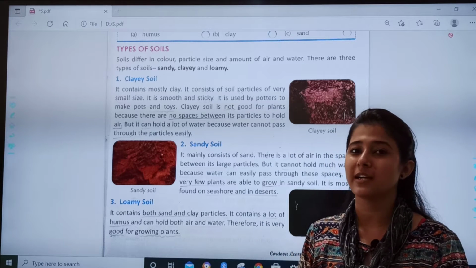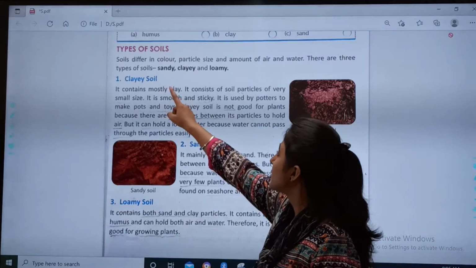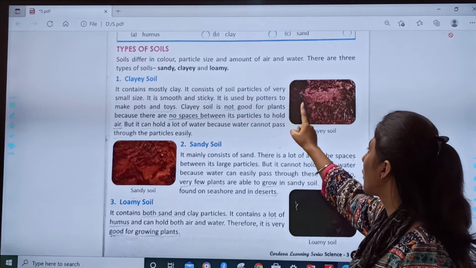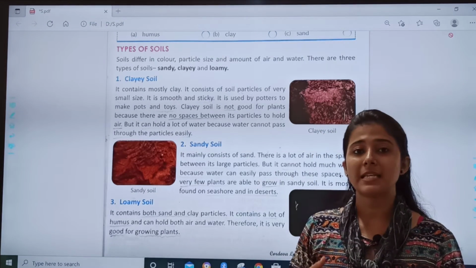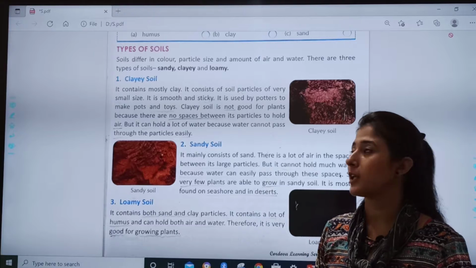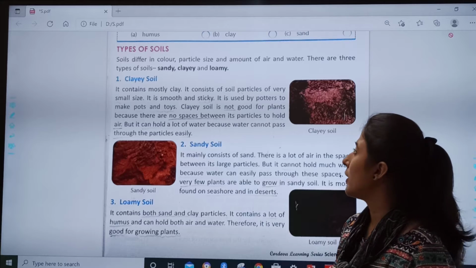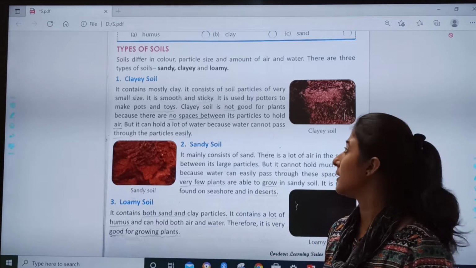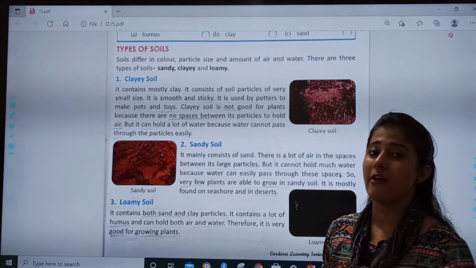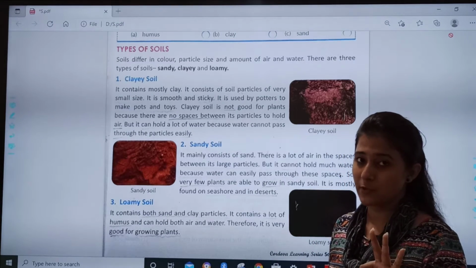You might have also studied this in earlier classes, but now you will study in detail. Soil differs in color, particle size and amount of air and water. That means हर जगह की soil थोड़ी अलग होती है. सब जगह आपको same type of soil देखने को नहीं मिलती है. So if you ask the question, how does the soil differ? Soil differs in color, in particle size, and in the amount of air and water in it. Remember, there are 3 types of soil.